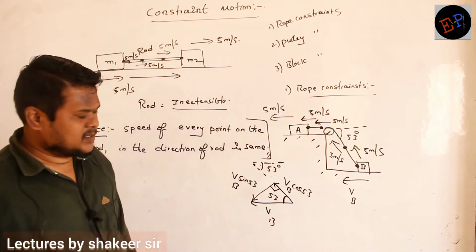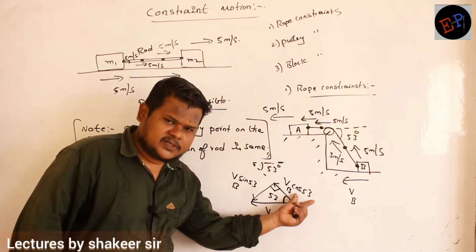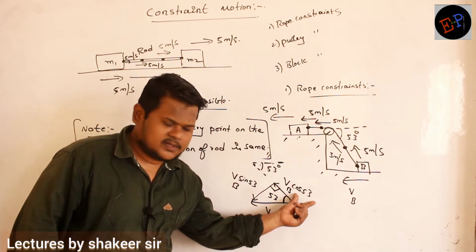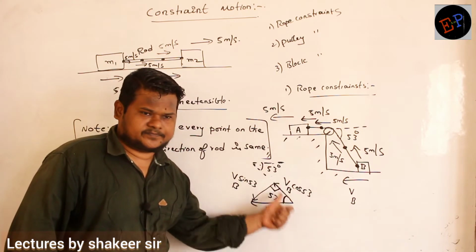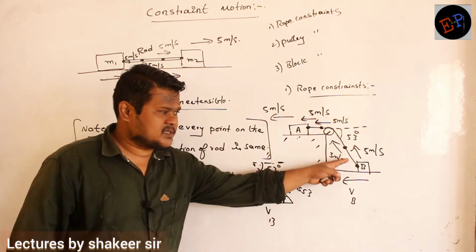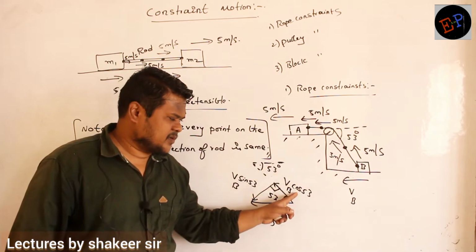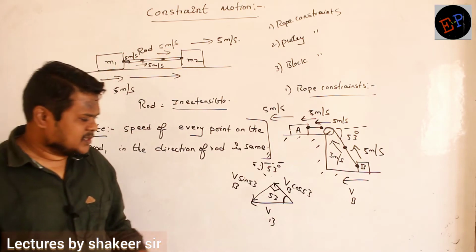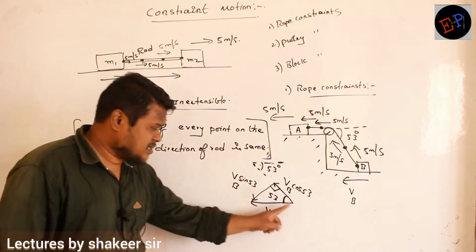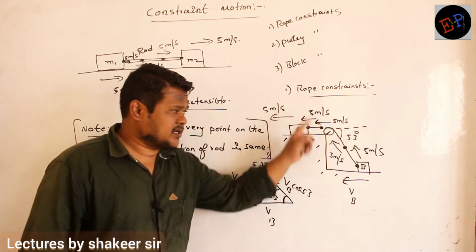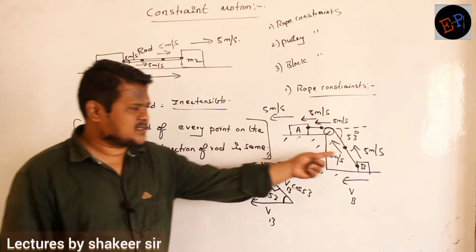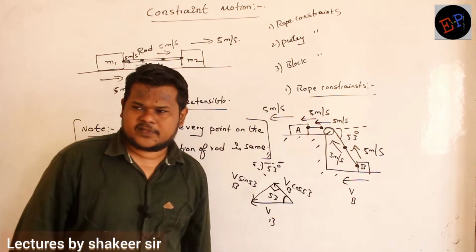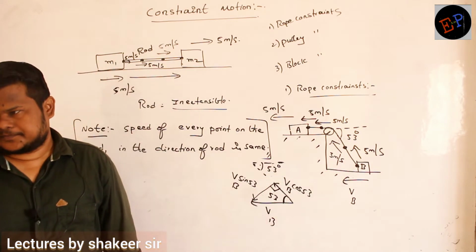Clear now? So what is VB cos 53? This is the velocity vector in the direction of rope. Right? Rope velocity is how much? 5. So VB cos 53 also should be 5 only, no? Are you able to understand, no? Because this block is having this much velocity in the direction of the rope, and rope velocity is 5. So therefore VB cos 53 also should be 5 only.